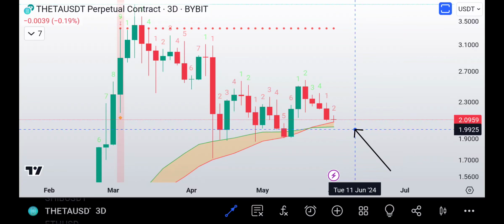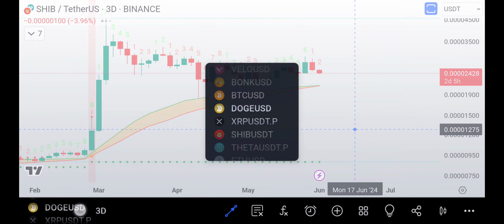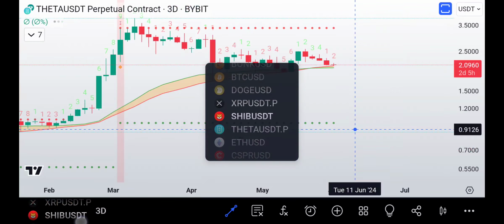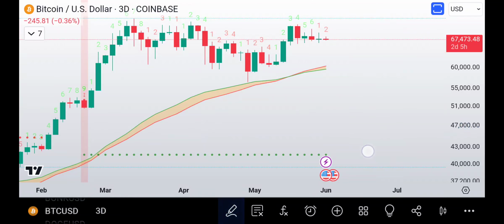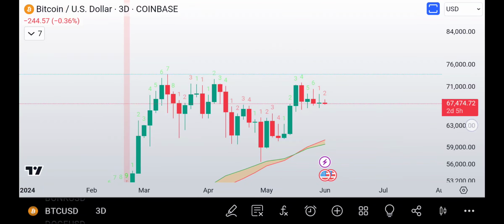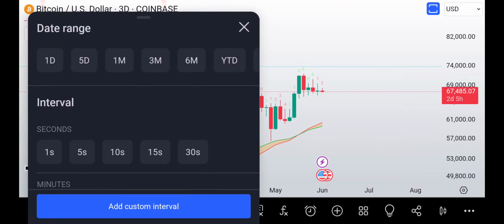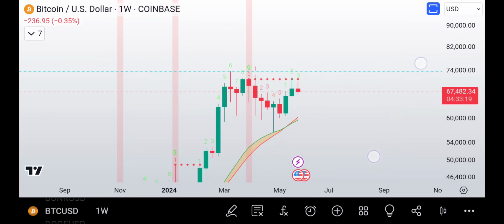So right off the bat, I'm going to start with Bitcoin, and I want you to take a look at what the progress has been for Bitcoin. If I can find the thing, there it is. So looking at the 3-day chart, well, let's start with the weekly. To me, it's still in limbo here.